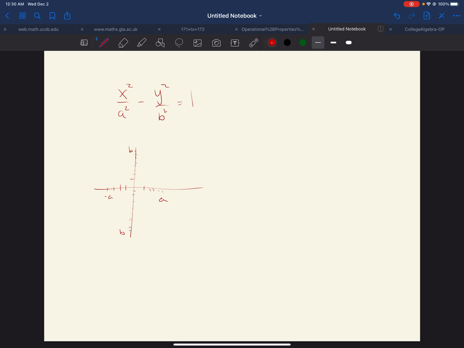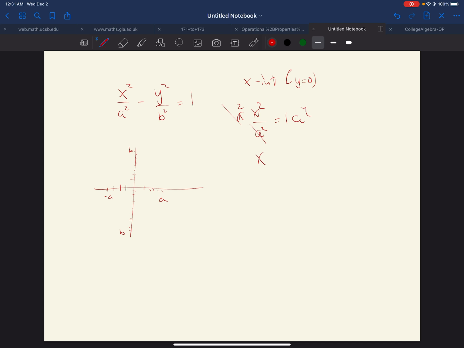Now, if I wanted to figure out the x-intercept, that is when y equals 0. And if y is 0, 0 squared is 0, and 0 divided by any non-zero number is always 0, and anything minus 0 stays itself, and so we would get x squared over a squared equals 1. Multiplying both sides by a squared, I see that the a squareds would cancel, so I'm going to do that here.